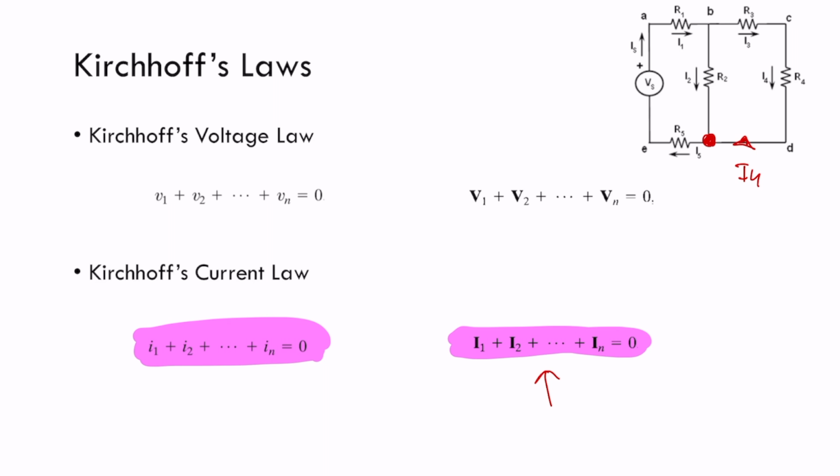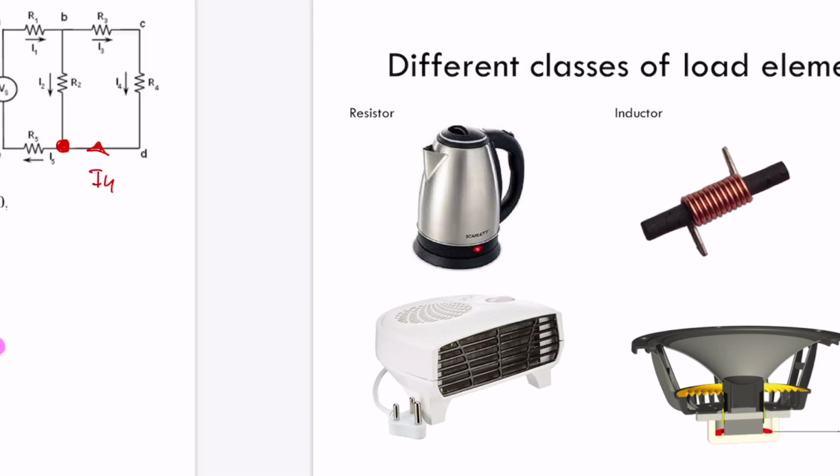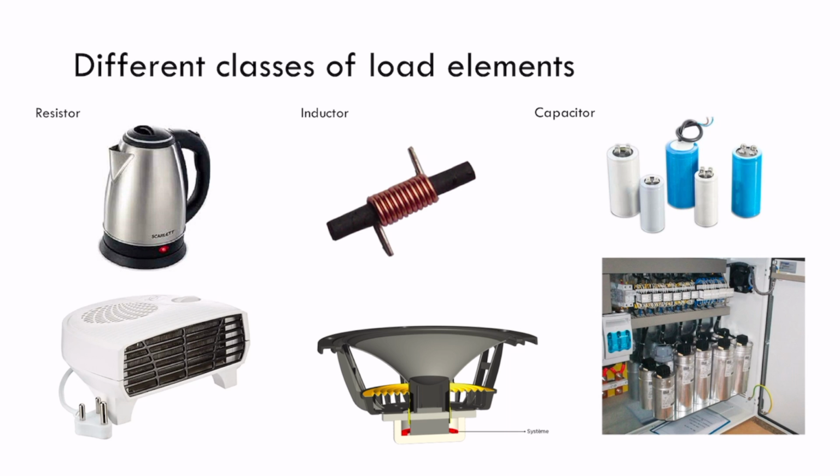Remember, we have these two important laws that govern most of the physics that happens in the circuits. But we have different elements. We have not only resistance or resistors, right? We have other kinds of elements. We classify those elements depending on the behavior that they have, like resistors, inductors, or capacitors.